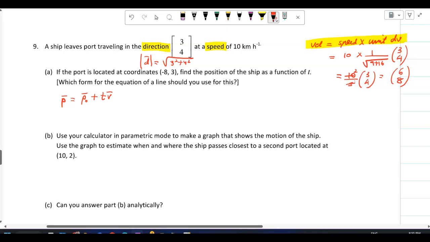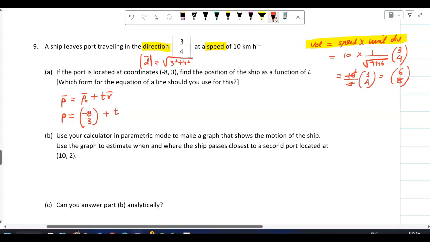So my velocity vector is what? Speed into unit direction vector. So that's your velocity vector, 6, 8. So that means what is my position? Find the position of the ship as a function of time. So P is equal to, what's my initial position? Minus 8, 3. It starts from the port.